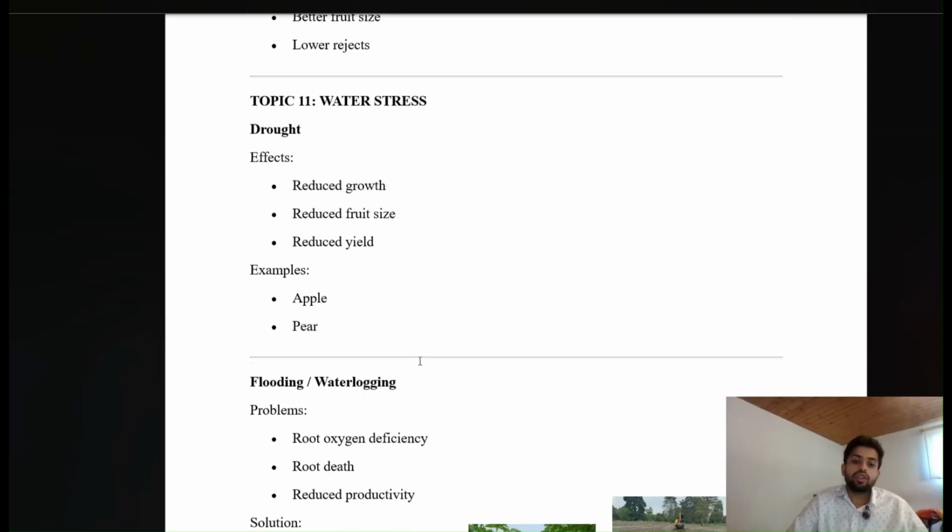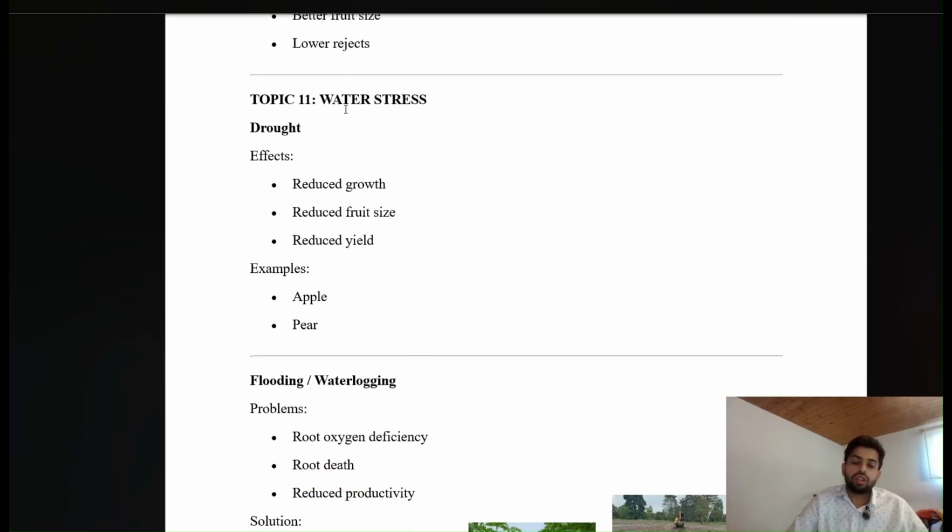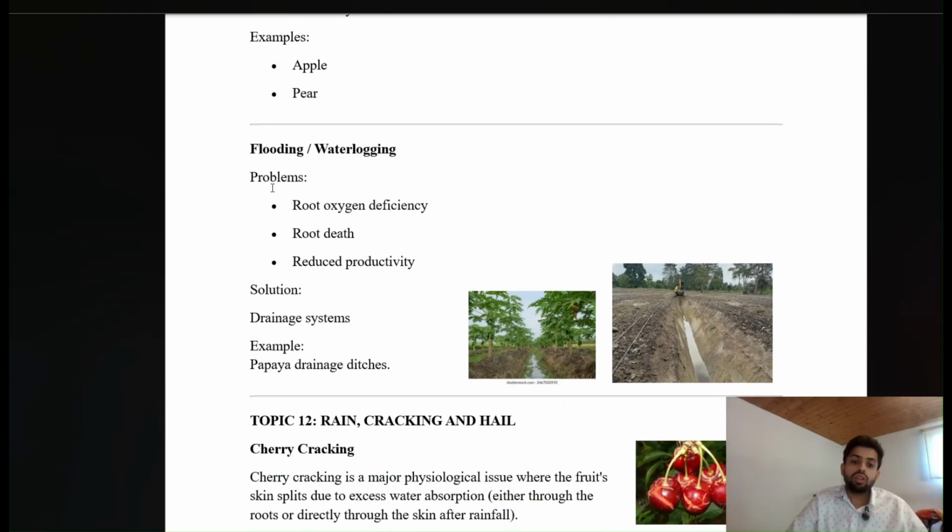Okay, and the next topic is water stress. Water stress is when our crop faces a lower water quantity, or drought, and its effects are reduced growth, reduced fruit size, and reduced yield. Like in apple and pear, if less irrigation is given, then a drought stage will come and it will reduce the yield and fruit size. But we should also not allow flooding and waterlogging, because it creates root oxygen deficiency, root death, and reduced productivity. So what we can do is create good drainage.